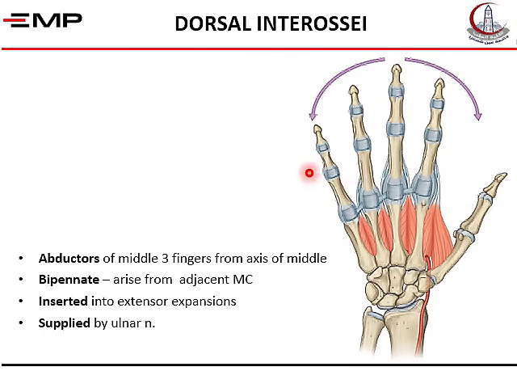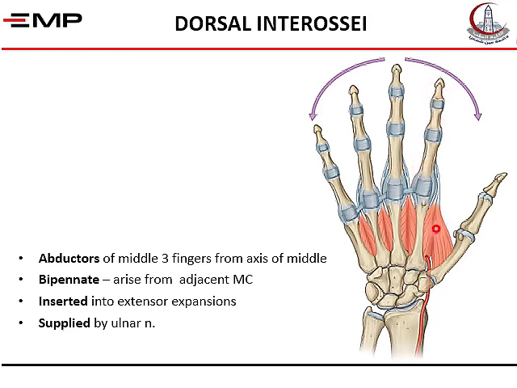The dorsal interossei, on the other hand, are abductors and are bipinnate. So they arise from 2 adjacent metacarpal bones. They act on the middle 3 fingers only. They are 4 muscles, but they are distributed to the middle 3 fingers. Why? Because the thumb has its own abductor, the abductor pollicis brevis. And the little finger has its own abductor, the abductor digiti minimi. So these 3 fingers receive 4 abductors.